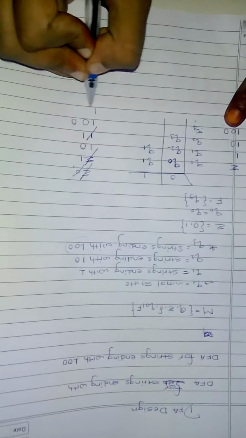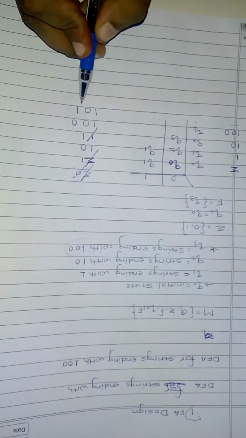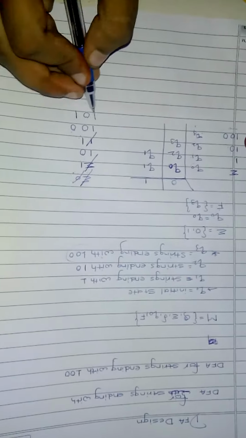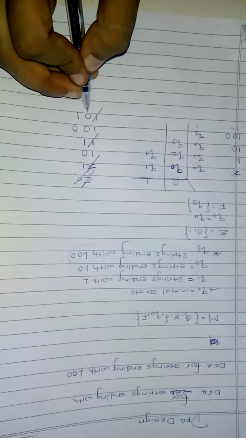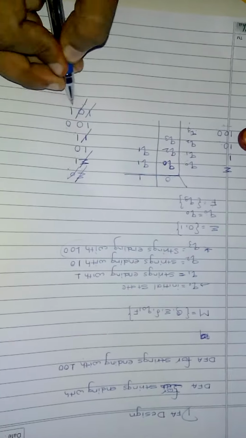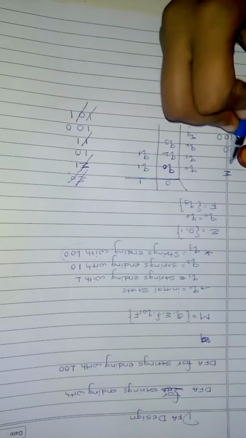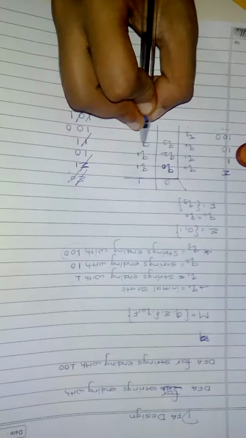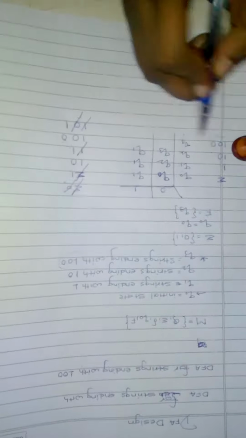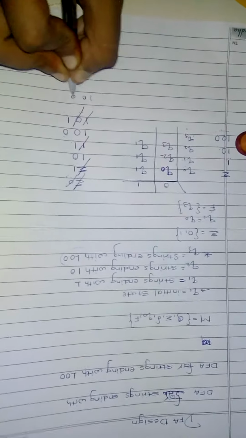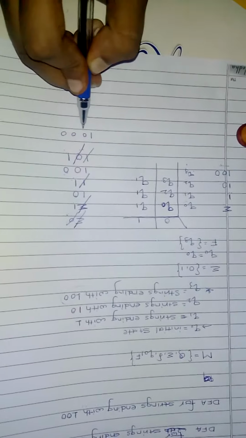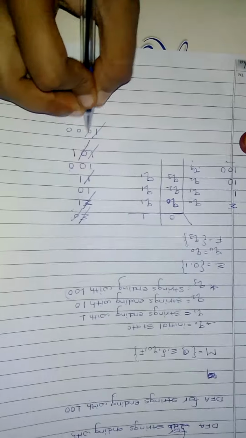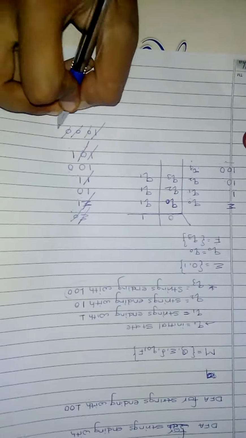1 0 1 we'll check. 1 0 1 is not present here, so I'm going to cut this one. Now we'll check for 1. Yes, 1 is present at q1. So now I'm going to write here q1, and now I'm going to check for 1 0 0 0. For 1 0 0 it's not present here, so I'm going to cut this. 0 also not, 0 also not, and 0 also not.